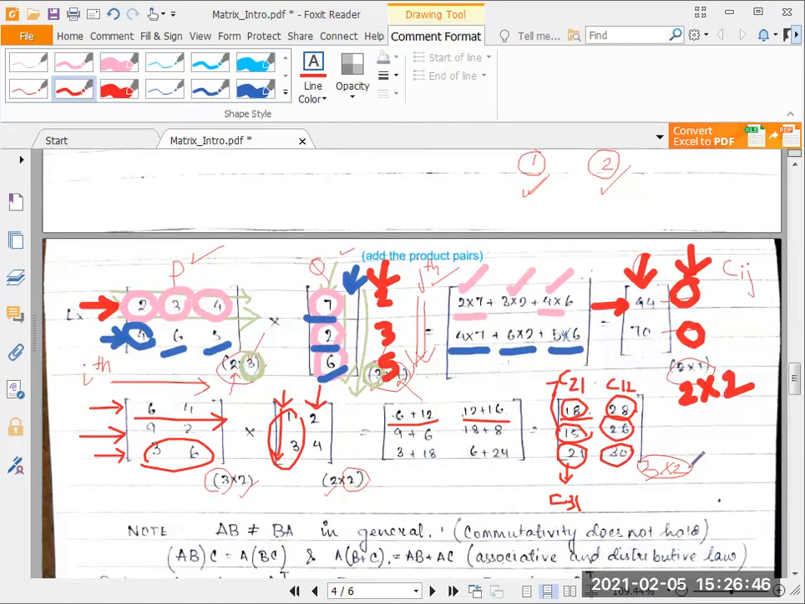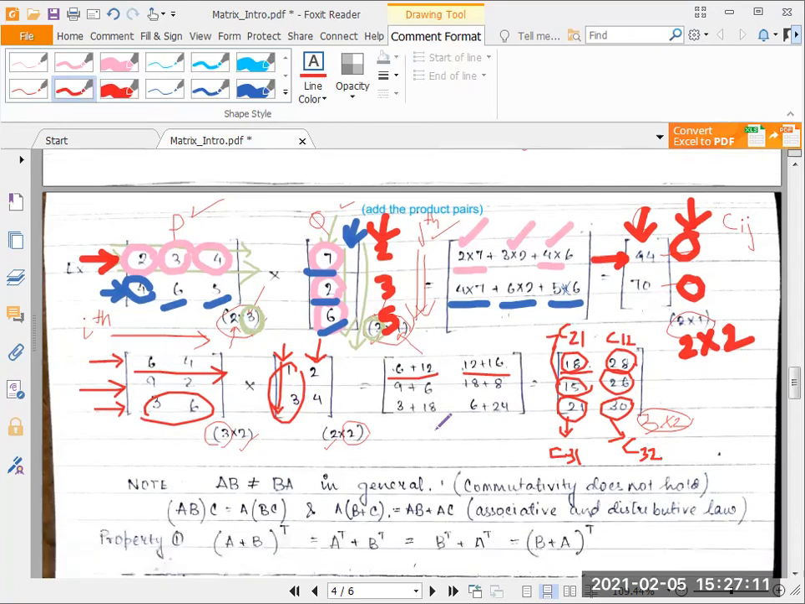Finally, the C32 element. That's the third row of the first matrix and the second column of the second matrix. So we have 3 times 2 plus 6 times 4. That's 3 times 2 is 6, 6 times 4 is 24. So 3 times 2 plus 6 times 4 is 6 plus 24, which is 30. So that is how we do matrix multiplication.